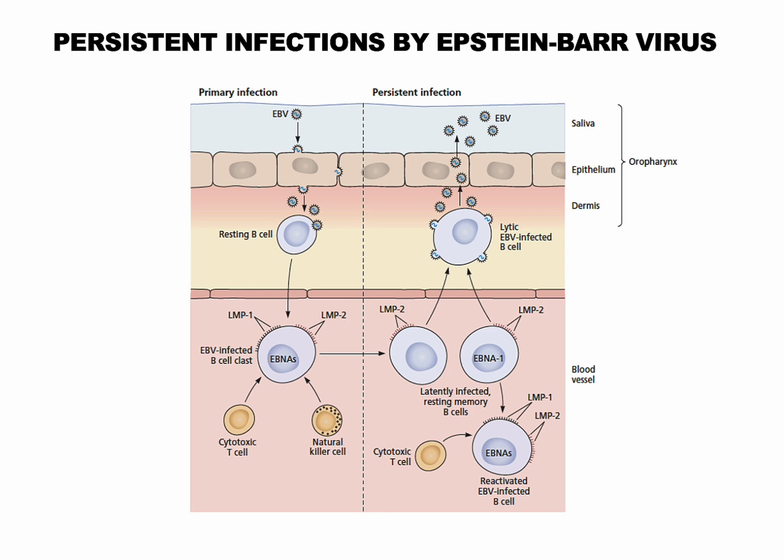Some of these B cells migrate to lymphoid tissues near epithelial cells in the oropharynx, where they can reactivate and shed infectious particles into saliva, facilitating transmission to new hosts.